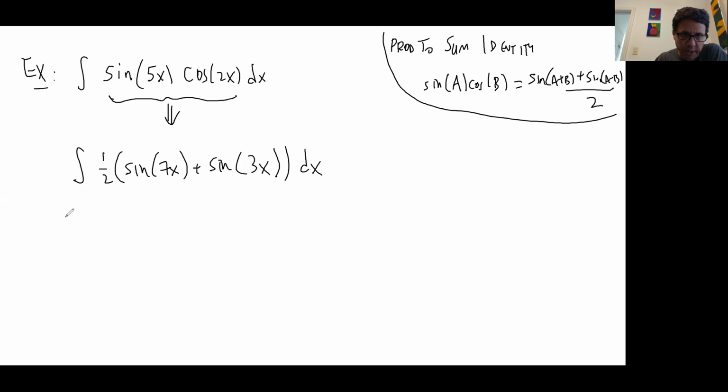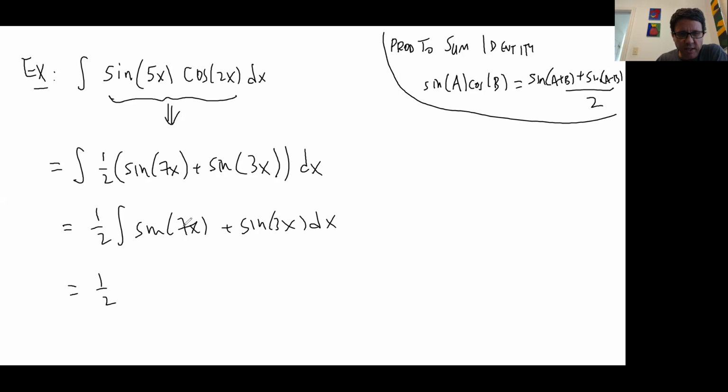Now you still have to do it, but at least that's the simplification step. So let's see, I can write this as a half sine of 7x plus sine of 3x if you want to throw one extra step in there to pull the half out. And now each of those are technically little u substitutions, but they're small enough that I think we don't have to go through the whole step.